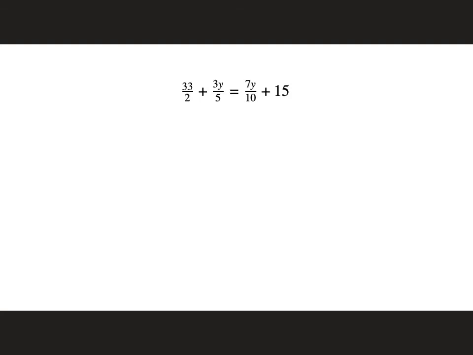All right, so here we go. 2 and 5 are going to both go into 10, so I know my common denominator is going to be 10. So every single number, or every term, is going to be multiplied by 10. So 2 divided by 2 is 1. 10 divided by 2 is 5. 10 divided by 5 is 2. 10 divided by 10 is 1.